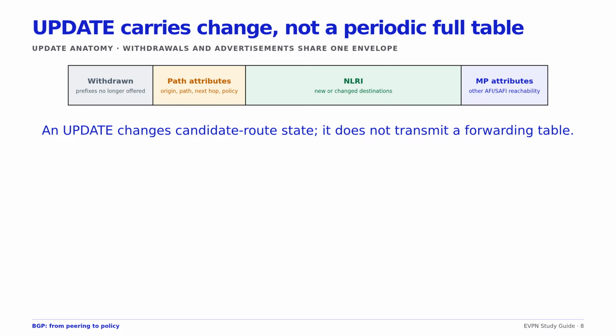MP-BGP moves reachability into MP_REACH_NLRI and MP_UNREACH_NLRI attributes, so one session can carry other families. Operationally, read an update as a state transition. Remove these candidates, then add or replace these candidates with this attribute set.